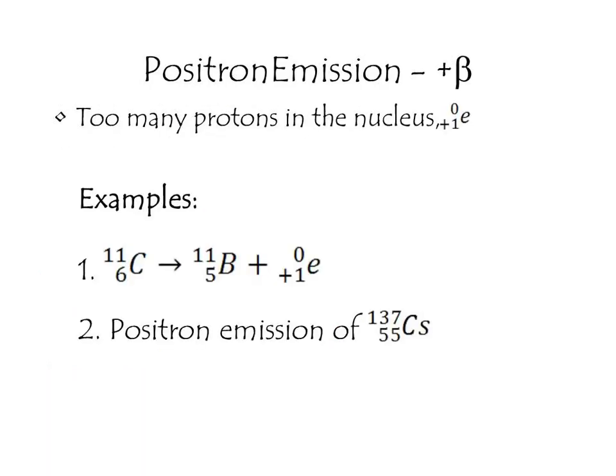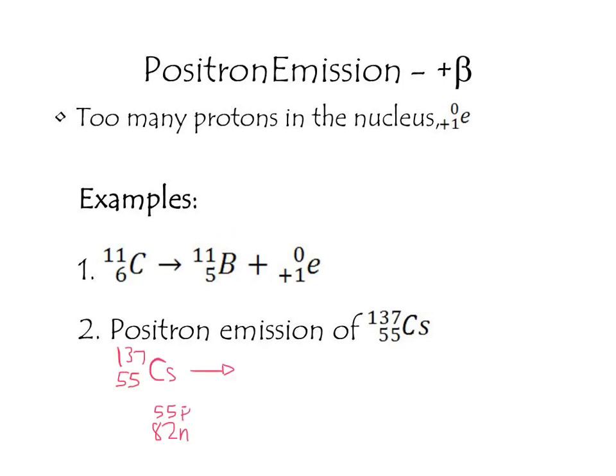So the positron emission, just like in the example above, in the last slide, you had carbon-11, and when it went through positron emission, it lost a proton, so it changed to 5, but my atomic mass stayed the same, so my new element produced is boron-11. So let's go ahead and do cesium together.